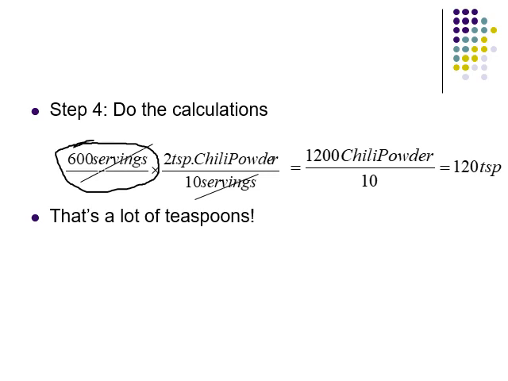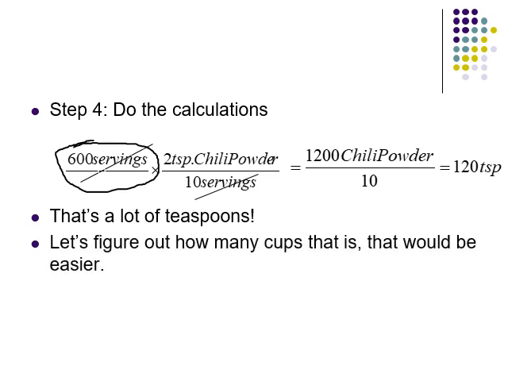Now, that's a lot of teaspoons of chili powder. I would not want to have to sit there and count out 1, 2, 3, 120 times. So let's figure out how many cups that would be. That would be easier when making our chili. How many cups would that be? So we're going to need some additional tools.